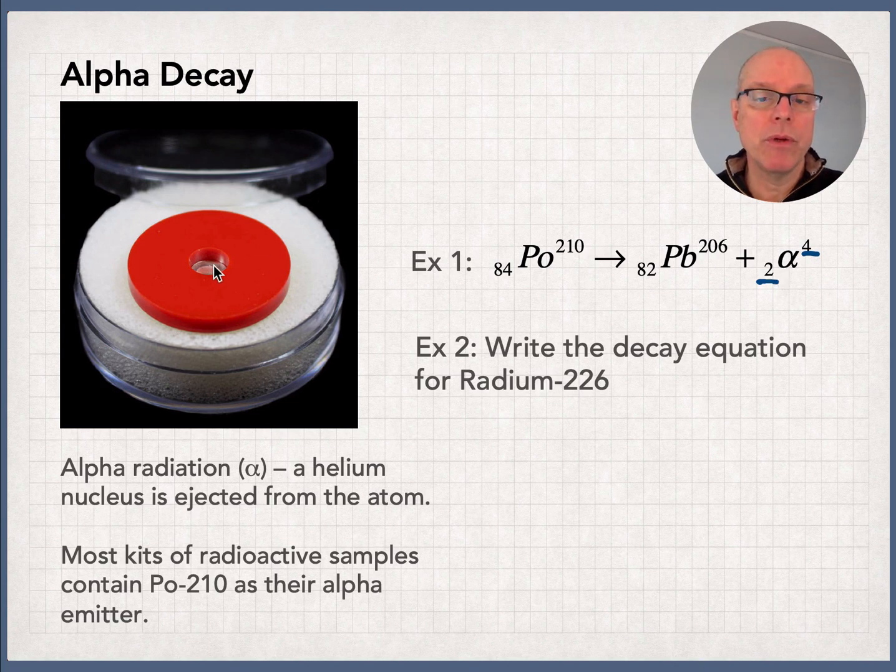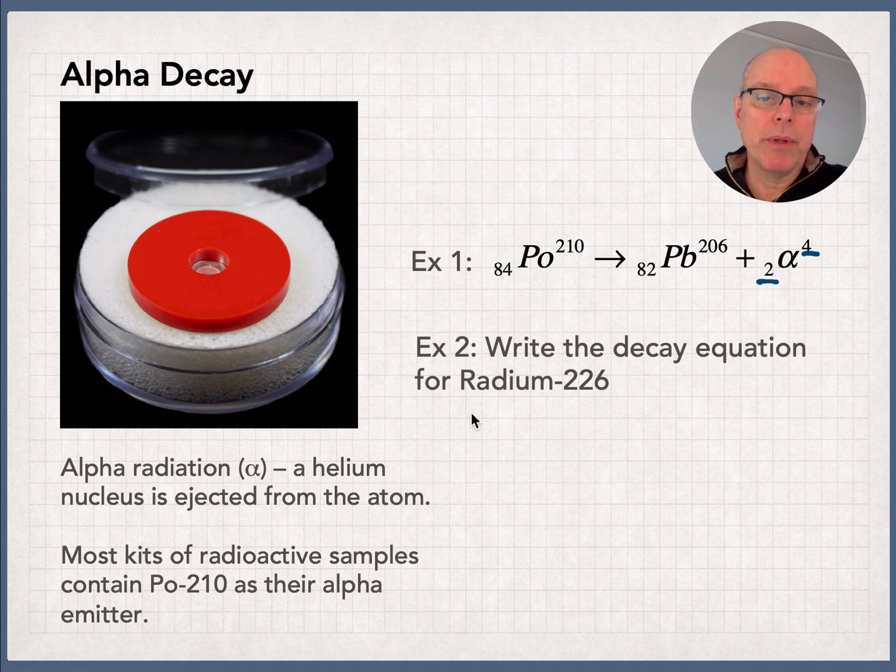Our samples that we use in the lab, like all the samples that schools use for alpha sources, contain polonium-210, and just follow the math. See, if I have polonium-210 with 84 protons, it spits out an alpha particle. What's left in the disk is this non-radioactive 82 version of lead, or the 206 version of lead.